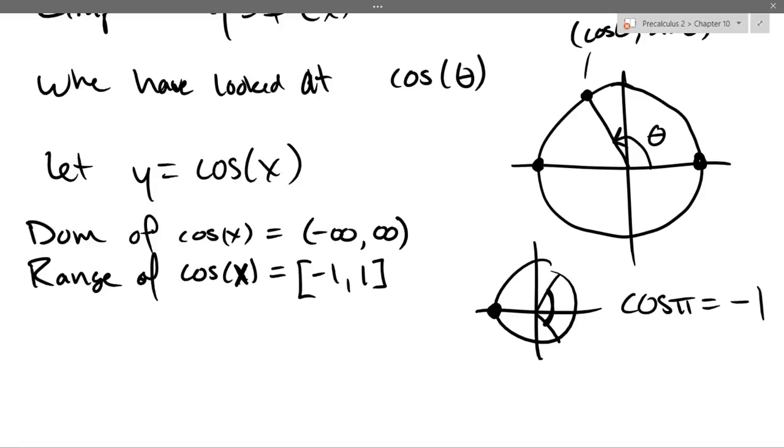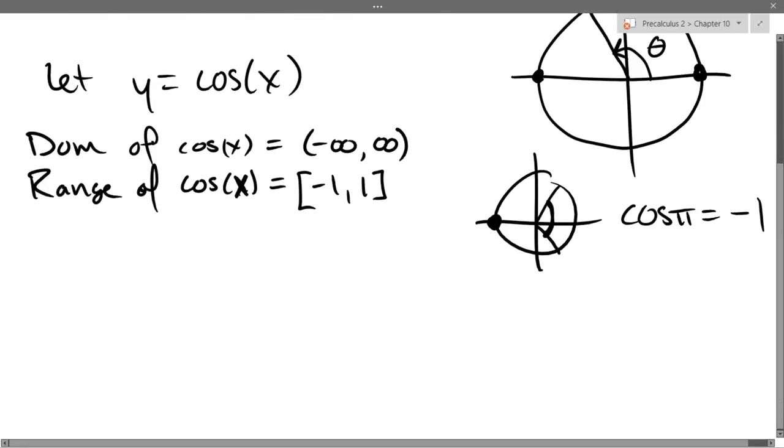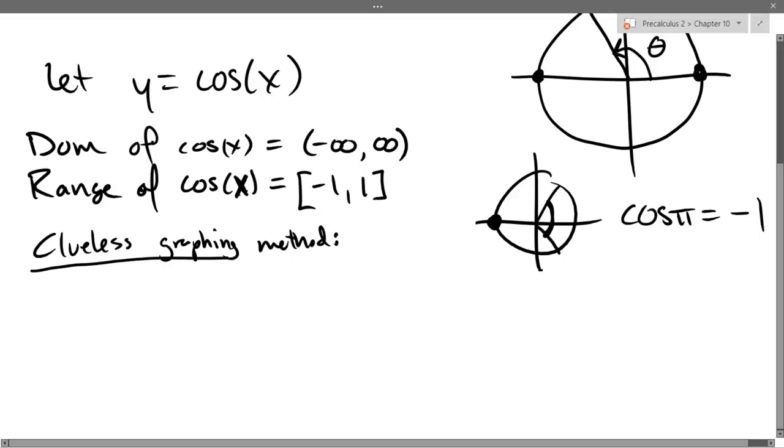Okay. All right, so we got domain and range. Let's go and make our table of values now. So this is called the clueless method of graphing. Now, you might think of the word clueless as sort of insulting, but when I write clueless, all I mean is we don't know what it's going to look like.